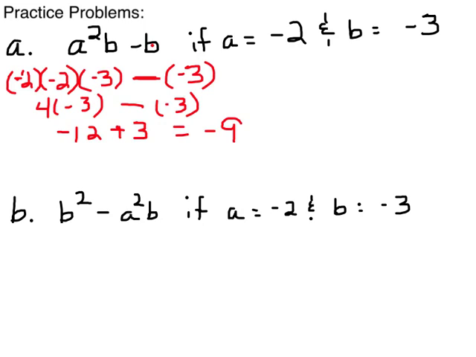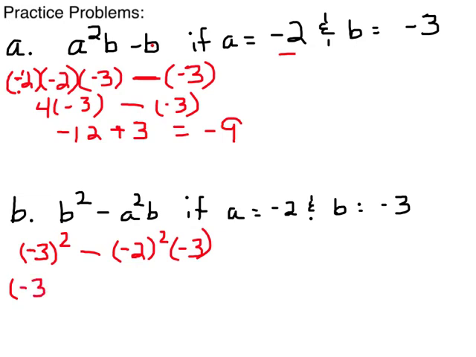Again, if you do not put each one of these in parentheses like I've done here, it's going to mess you up. In B, we have b squared minus a squared b. B is negative 3, so that means negative 3 squared minus a, which is negative 2, squared times b, which is negative 3. All right, let's write this out. Negative 3 squared is negative 3 times negative 3 minus negative 2 times negative 2 times negative 3.